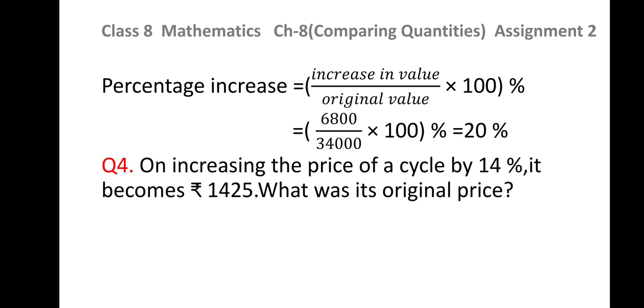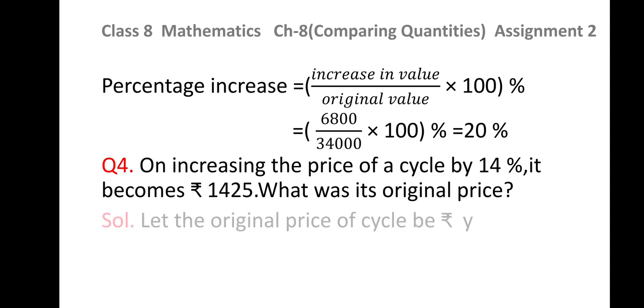In this question, we need to find the original price of a cycle, and after being increased by 14%, the new price of the cycle is given to us, that is 1,425. Let us see how we will solve this question. Let the original price of the cycle be rupees y, because we do not know the original price, so we have taken it rupees y, or you can take any other variable also.